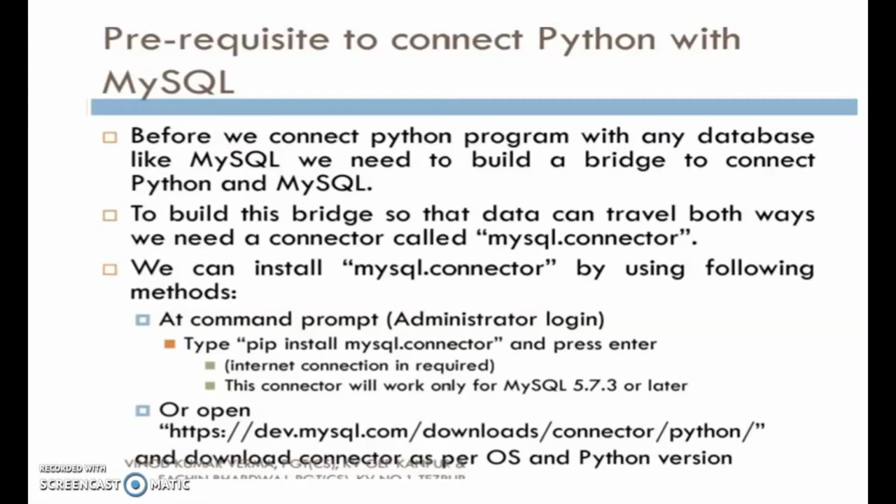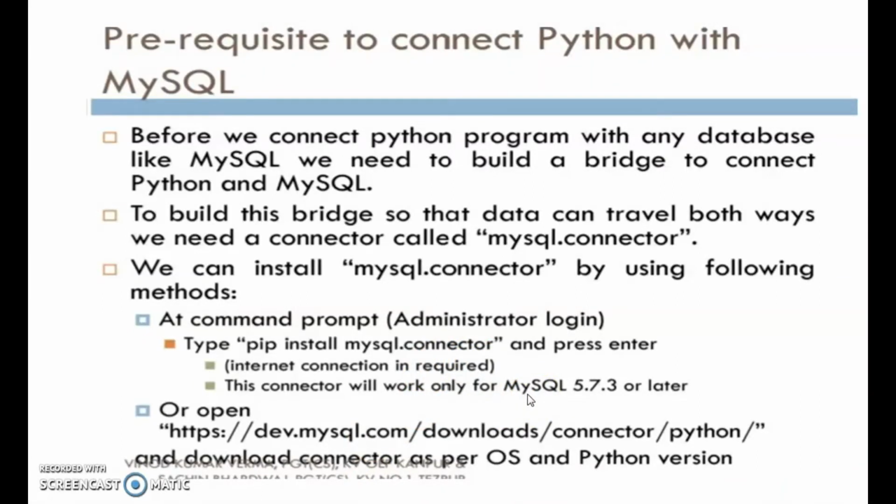Okay, we need a connector called mysql.connector. Then only you can pass data from database to program. Okay, you can link your program with your database. For that, you have to install an application called mysql.connector. Okay, there are two methods to install this application. First one, by using the command prompt, that is by using the administrative login. You can open the command prompt, then type pip install mysql-connector and press enter.